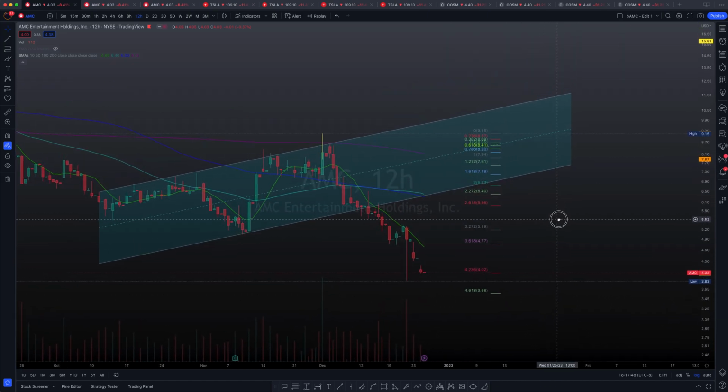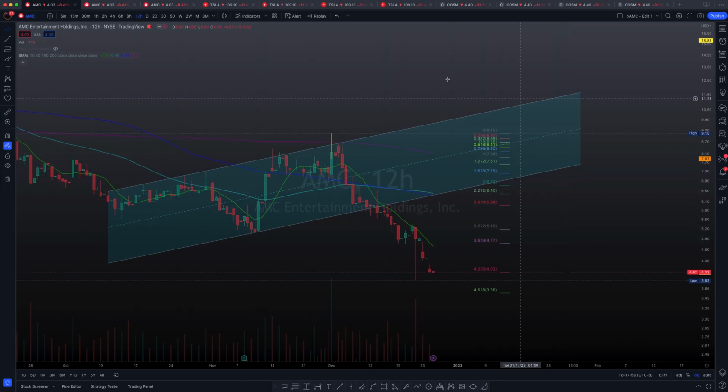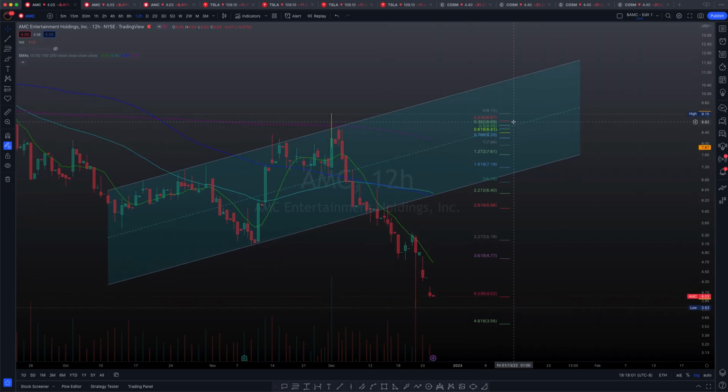Okay, anyway, so we are looking at the previous ascending channel that we were riding for AMC, where we did notice that we could potentially face a downside continuation, of which we did. In this particular zone here, this is the inverse Fibonacci ratio that we took from the top of the trend so that we can gauge a potential downside.